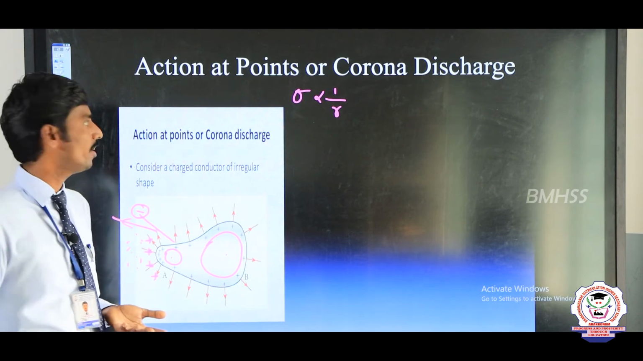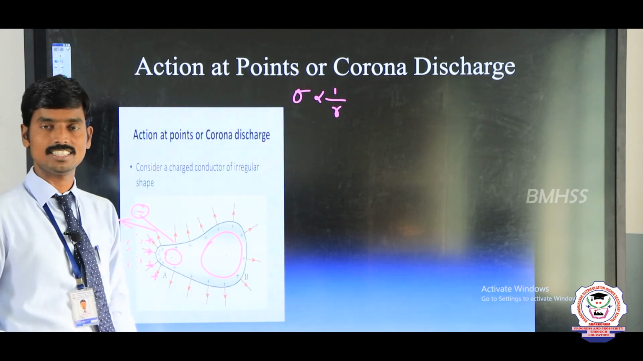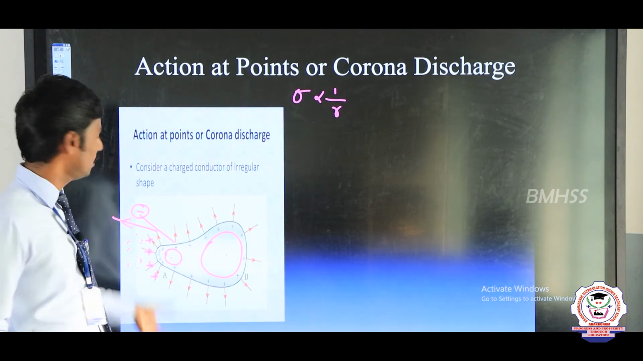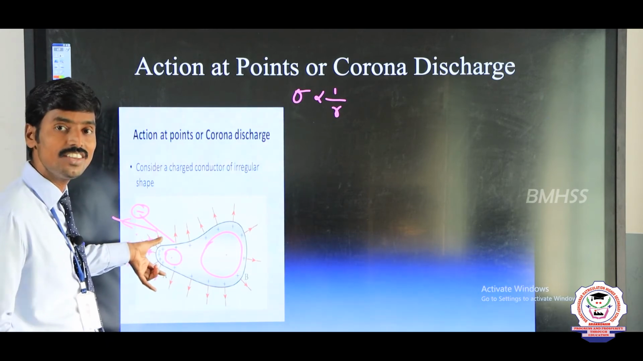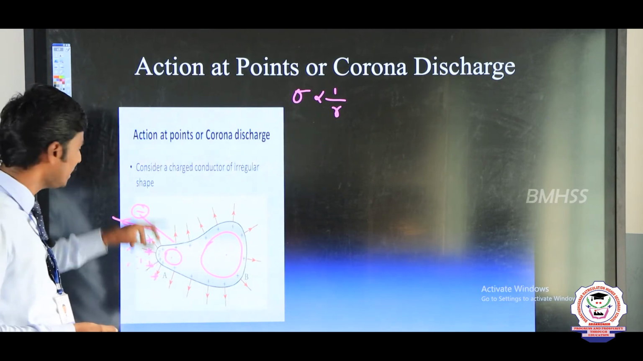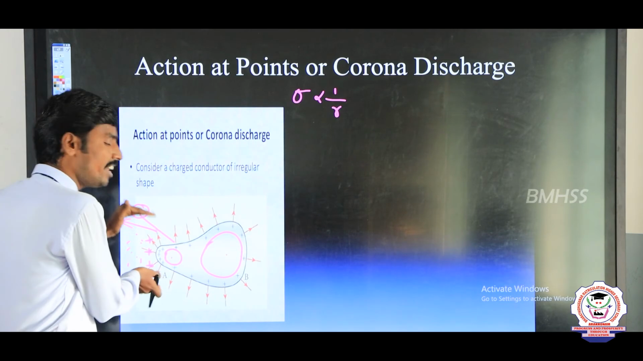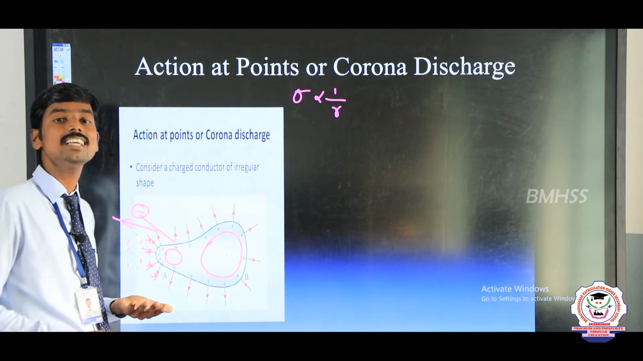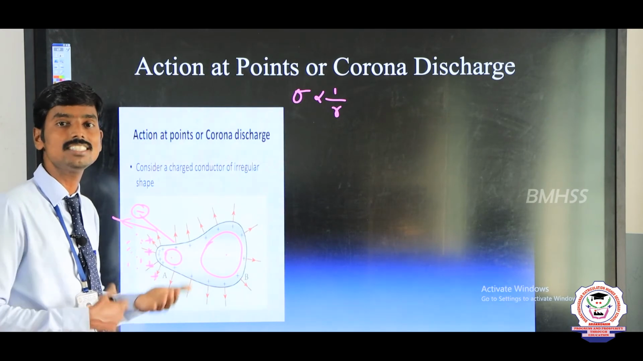This process we are calling action at point or corona discharge. The major concept: at the sharp edge, the charge density is very high because the radius is very low. At that time, this very high electric field ionizes the air, that means it ionizes the surrounding air.